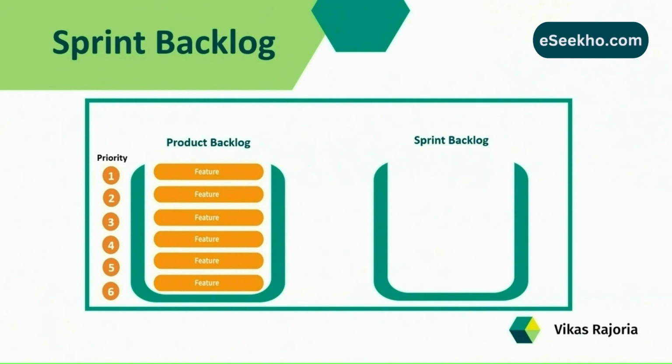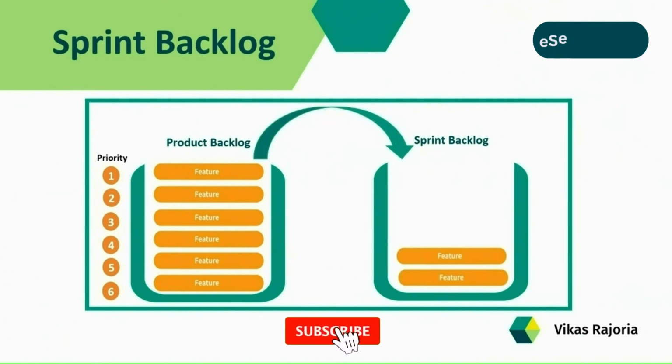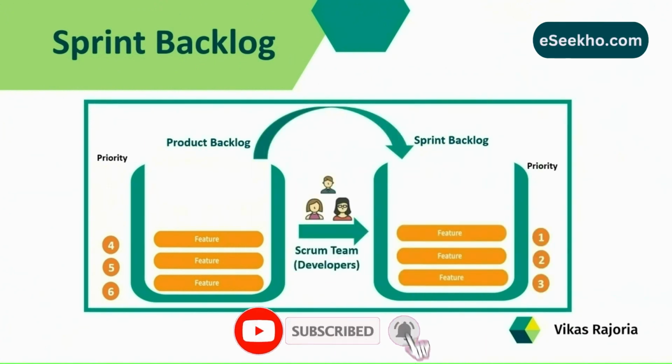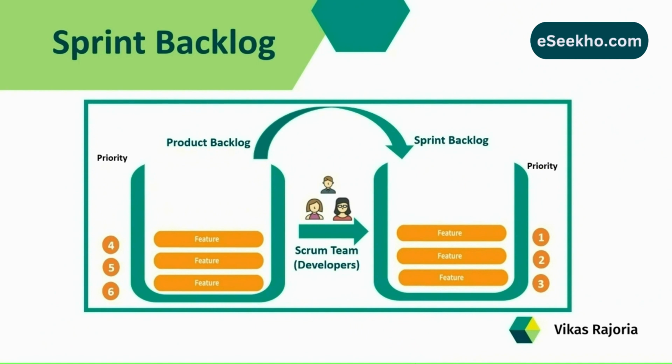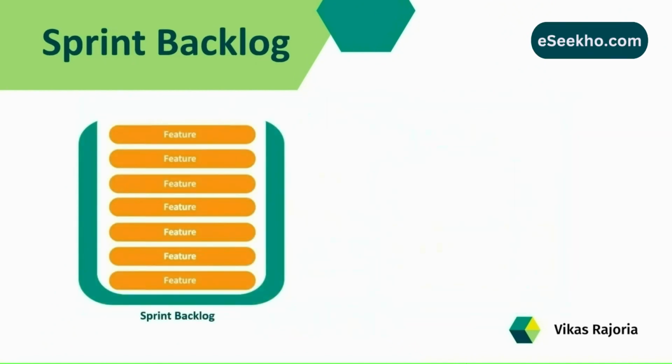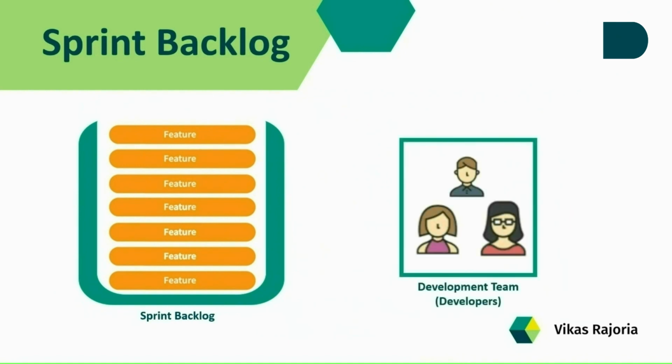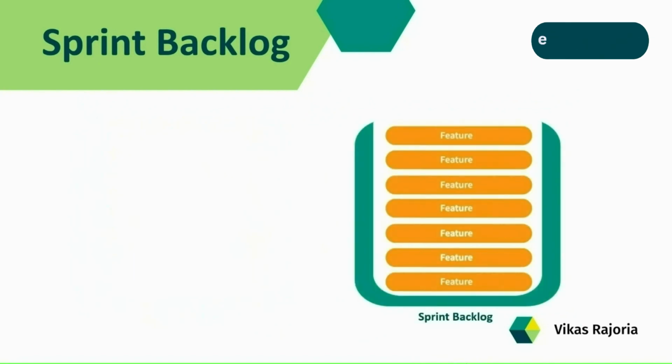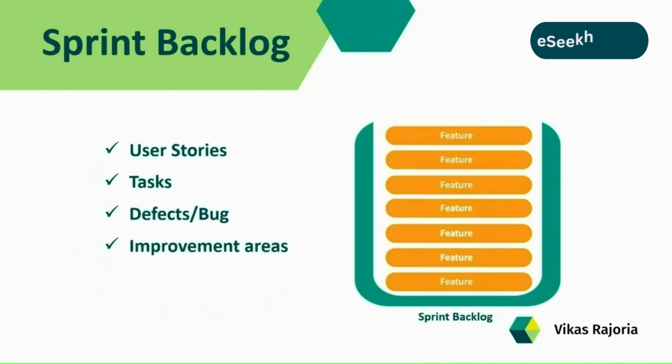The sprint backlog is a set of product backlog items that a Scrum team or developers select for a particular sprint. This selection of the items is usually done during the sprint planning session. The sprint backlog contains everything that the developers or the development team will work on, including user stories, tasks, defects, bugs, improvement areas from previous retrospectives, and other items.